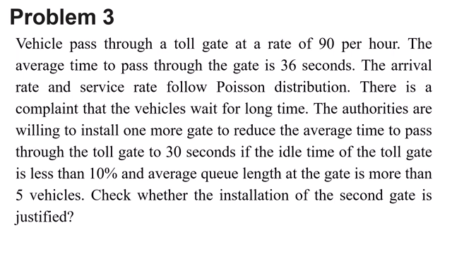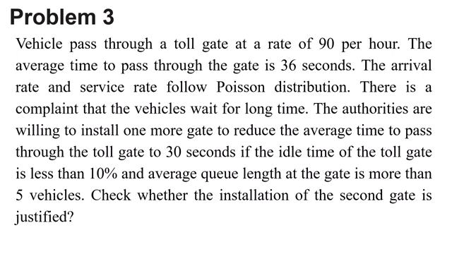So here, if you properly understand the problem, there is a toll gate, and for the toll gate the arrival rate of vehicles is 90 vehicles per hour, and each vehicle is taking 36 seconds to get service, and the arrival rate and service rate follow the Poisson distribution. Everything is good, but there is a complaint that vehicles are waiting for a long time, so the authorities are willing to install another toll gate. If they install another toll gate, what will happen? The vehicles will take only 30 seconds to get service.